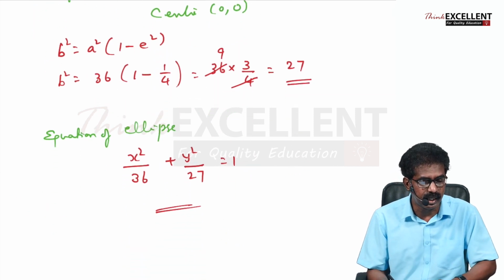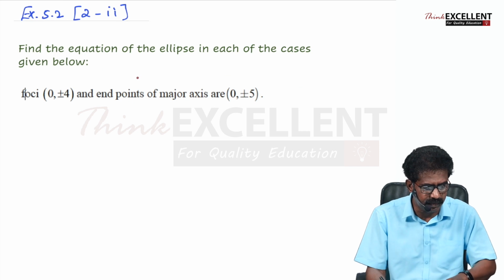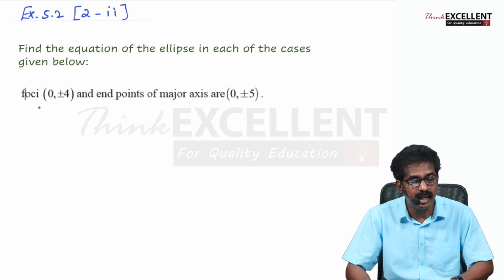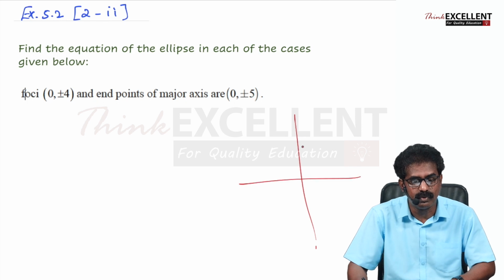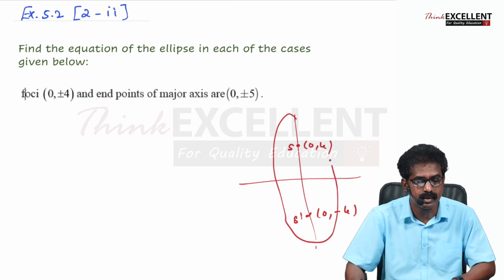Now let's go for the next question. Find the equation of ellipse, but something else is given here, right? Find the equation of ellipse. Foci given. See what's the focus given here? 0, 4. So you got some idea, right? Focus is 0, 4. 0, 4 will be here, right? So this is one focus, 0, 4. Another focus is 0, minus 4. So this is S dash. So definitely the diagram will be like this.